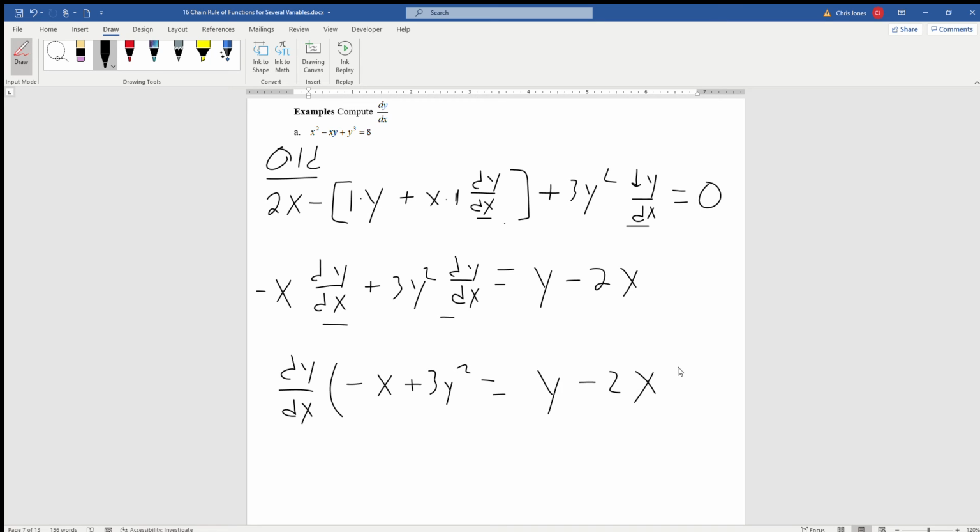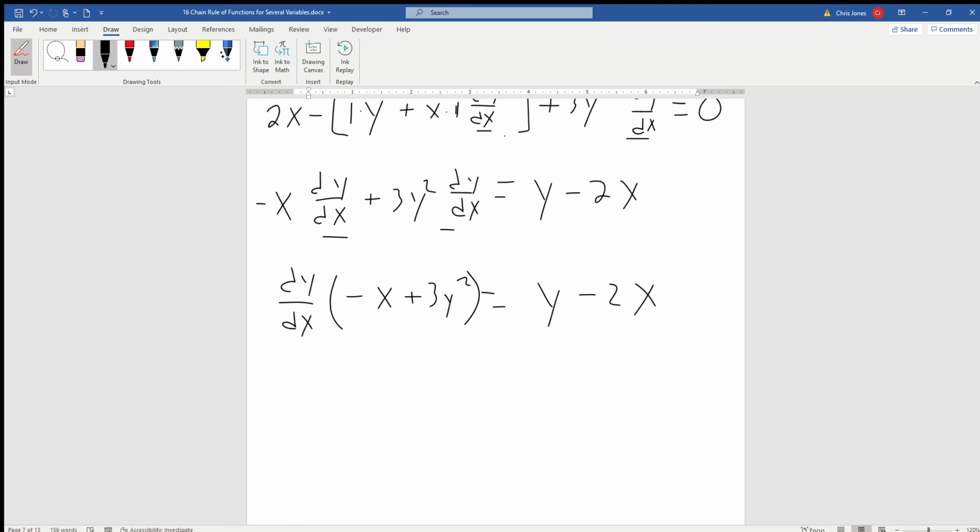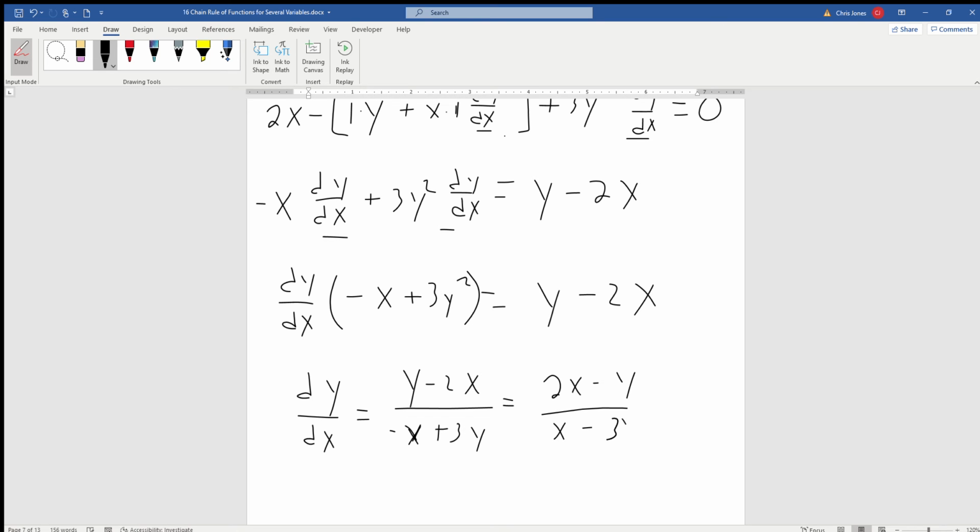Then we can divide both sides by negative x plus 3y squared. So ultimately, dy dx is going to be equal to y minus 2x divided by negative x plus 3y squared. If we changed all the signs around, in other words, we multiply the top and the bottom by negative 1, or factor out a negative 1, another way to write this is 2x minus y divided by x minus 3y squared.